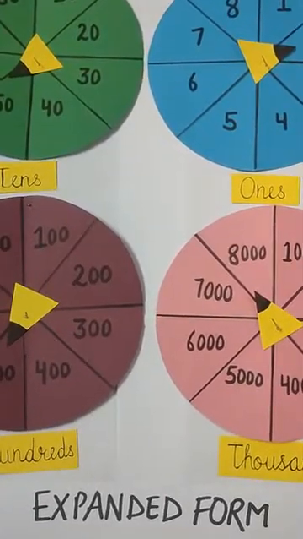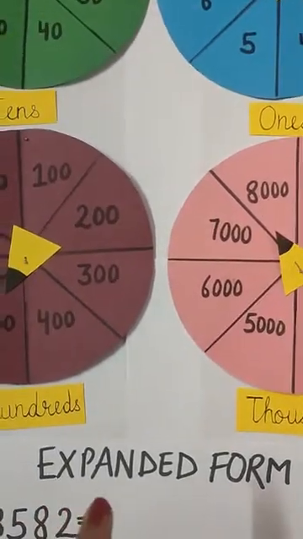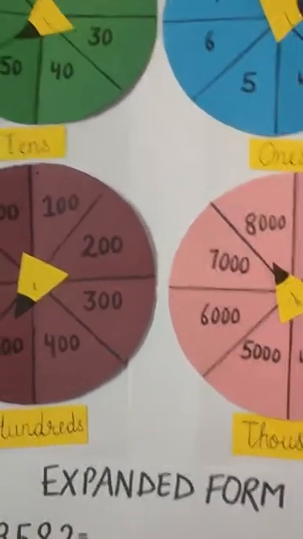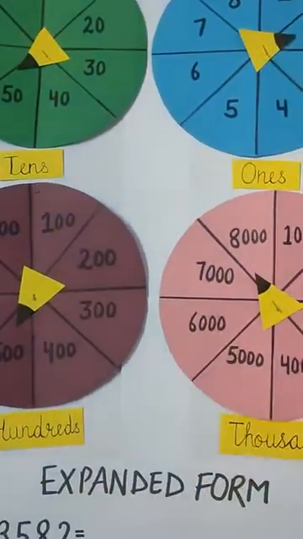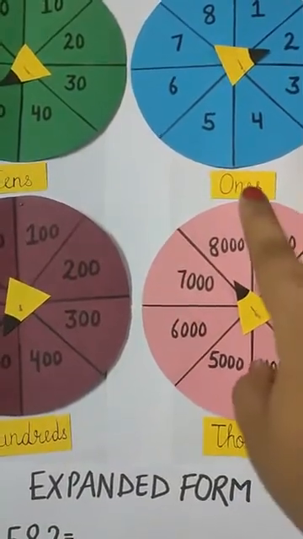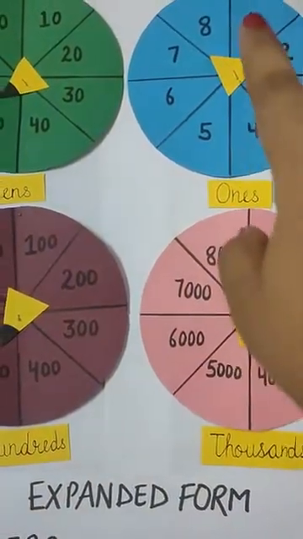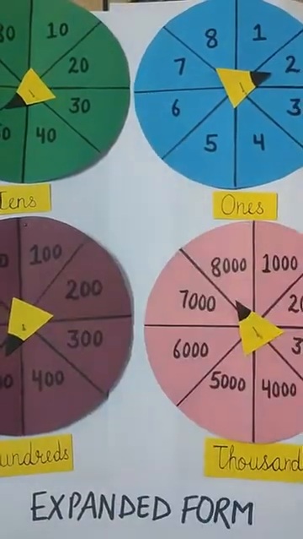So today we will do a maths activity on the topic of expanded forms. Here I have made 1, 2, 3 and 4 discs. Here I have written ones place. On this disc I have fixed the digits 1, 2, 3, 4, 5, 6 and 7.